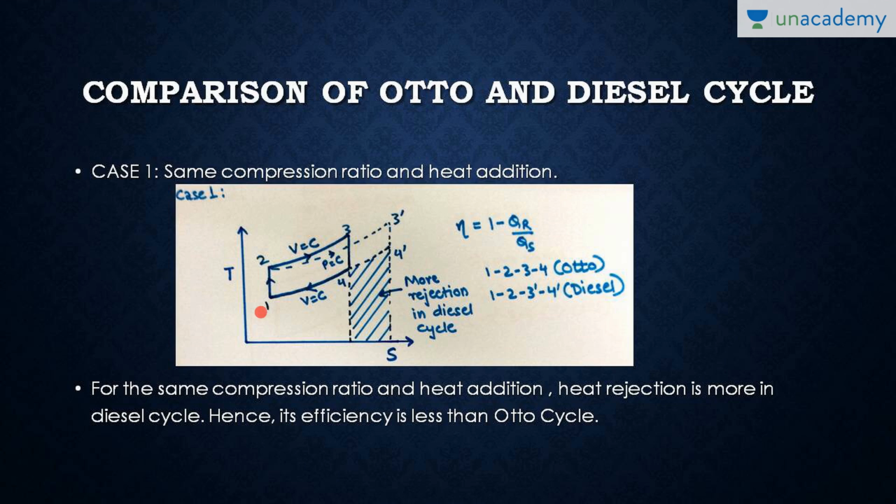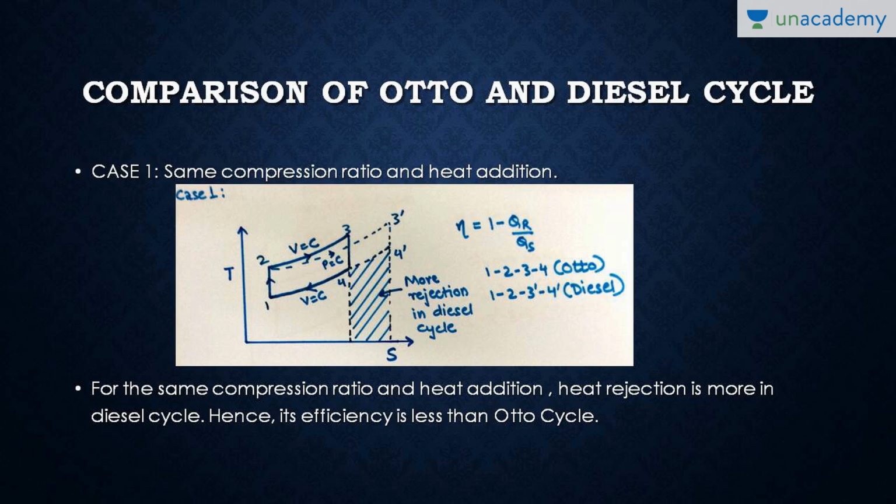And 4 dash to 1 is heat rejection in the diesel cycle and 4 to 1 is heat rejection in the Otto cycle. As you can see in this formula, heat addition is the same in both cycles, but heat rejection is more in the diesel cycle. So this term will increase in the diesel cycle, hence its efficiency will decrease. So for the same compression ratio and heat addition, simply say Otto cycle has more efficiency than diesel cycle because heat rejection is more in the diesel cycle.